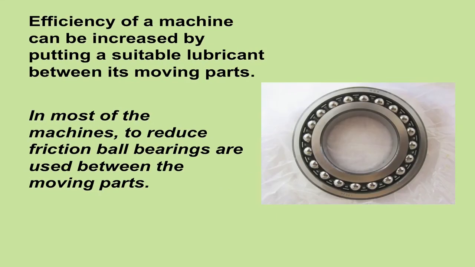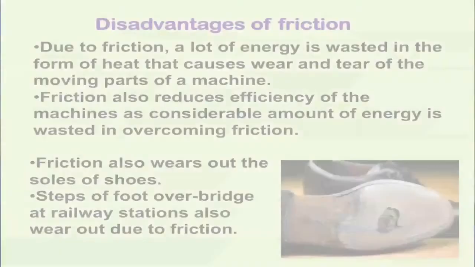However, the efficiency of a machine can be increased by putting a suitable lubricant between its moving parts. In most of the machines, to reduce friction, ball bearings are used between the moving parts. By using the ball bearing, the sliding friction is replaced by rolling friction. As the rolling friction is less than the sliding friction, therefore, the friction between the moving parts is reduced.